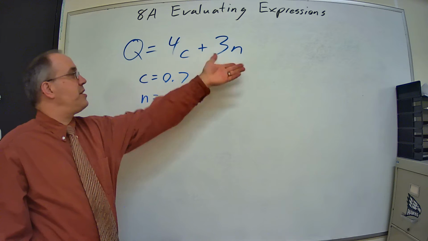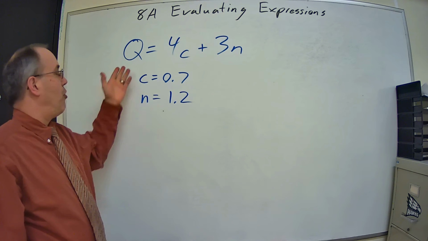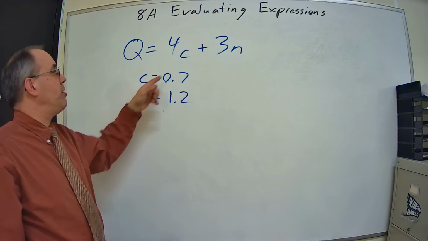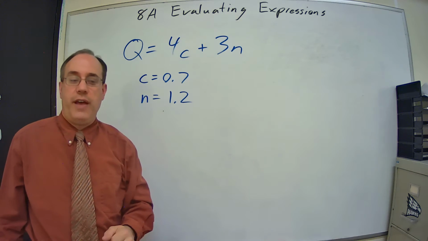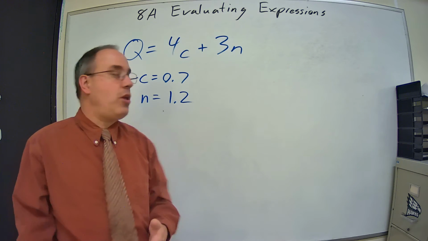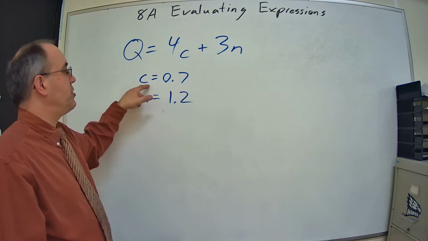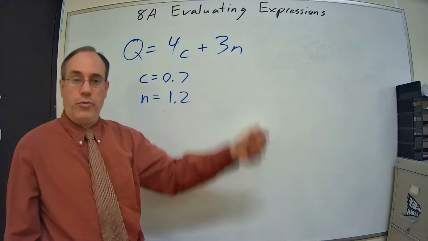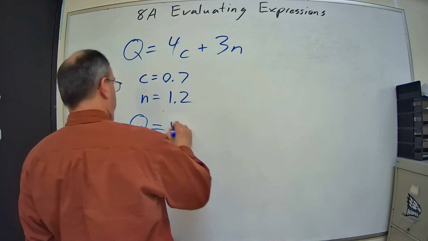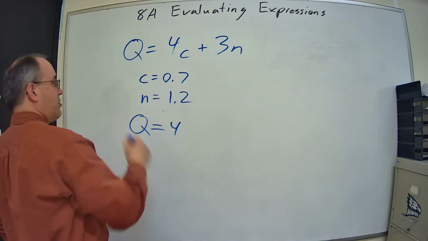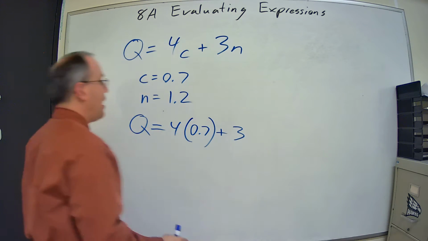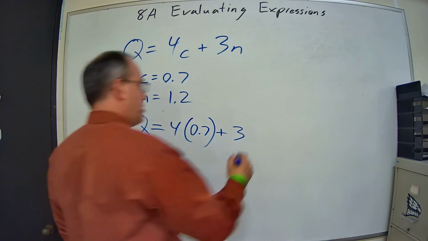So I've given you this expression, or in this case, an equation, because it has an equal sign here. I've given you this equation, and I've given you the value of C and the value of N. So all we need to do is plug in, or substitute, these values in place of the variables. So Q is equal to 4 times C, C is 0.7, plus 3 times N, N is 1.2.